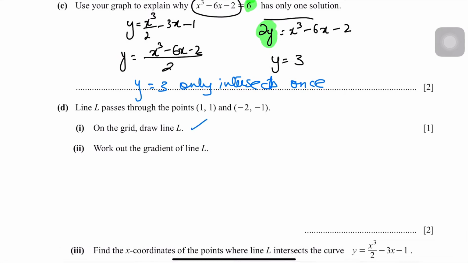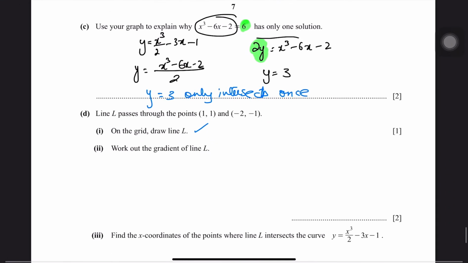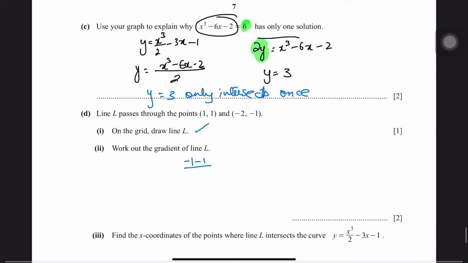On the grid I've drawn, work out the gradient. So y2 minus y1 over x2 minus x1. So that's 2/3.